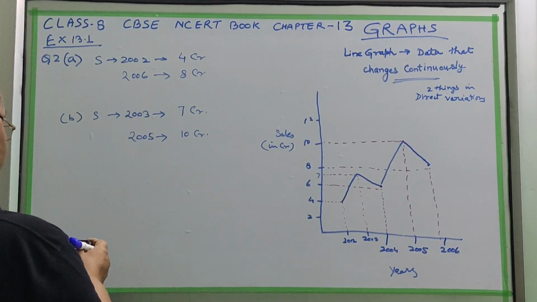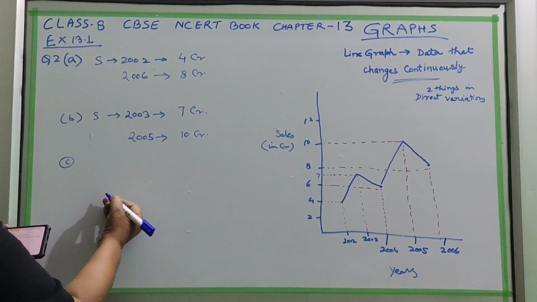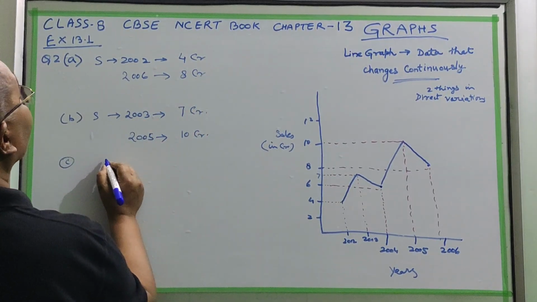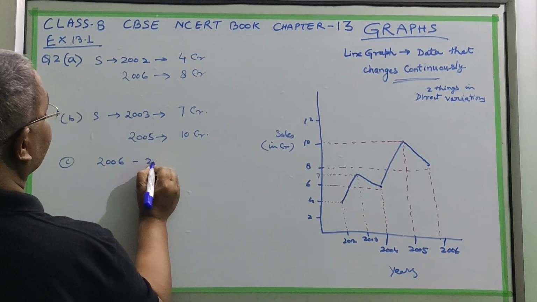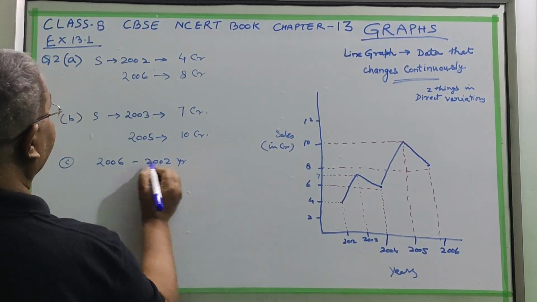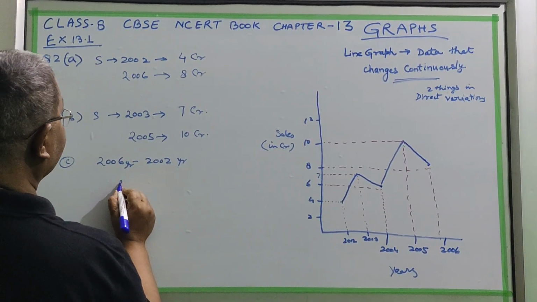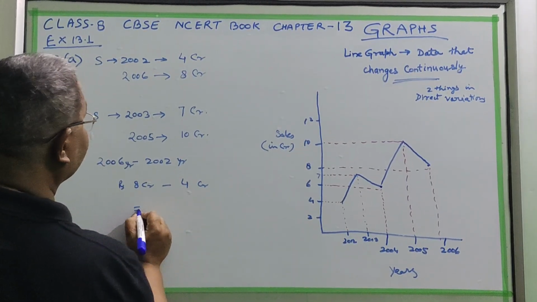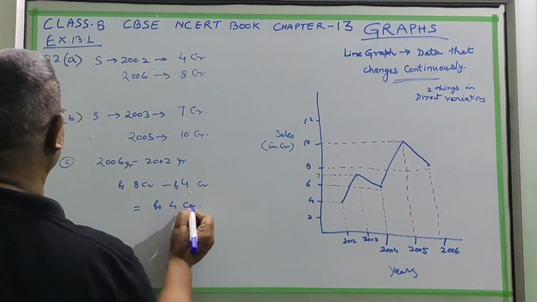Now your C point. Compute the difference between 2002 and 2006 sales. Means they want to know this difference. So the difference is 2006 minus 2002. The sale is rupees 8 crore minus 4 crore. So what will be the answer? Rupees 4 crore is your answer.